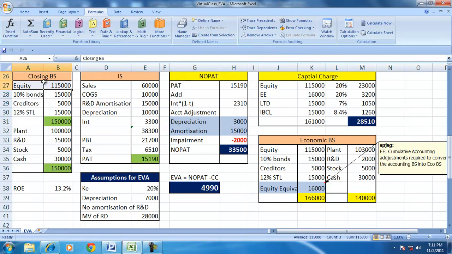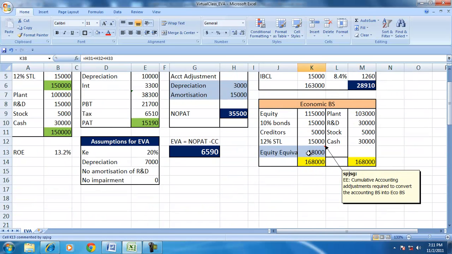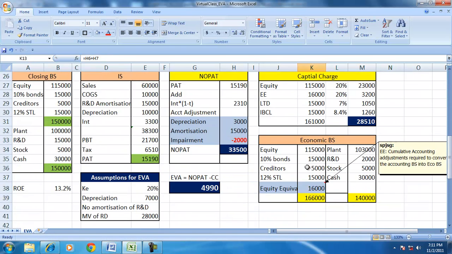If there had been an impairment in the income statement, then of course there would be no need to make that adjustment. But here there was no impairment, so for computing EVA we are doing the impairment. So the equity equivalent changes here to 16,000. In the previous case, equity equivalent is 18,000. Because of that, the NOPAT has changed, the equity equivalent has changed, the capital charge has changed, and so EVA has changed.